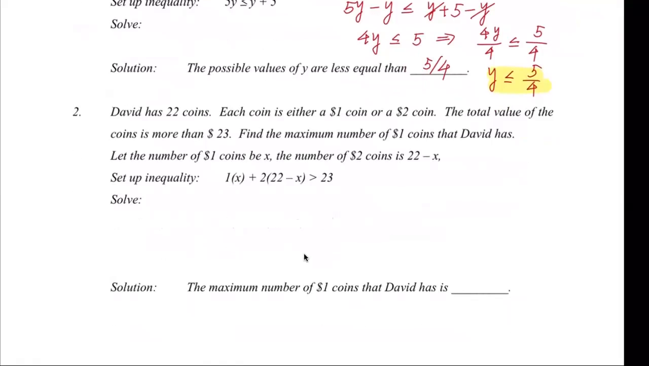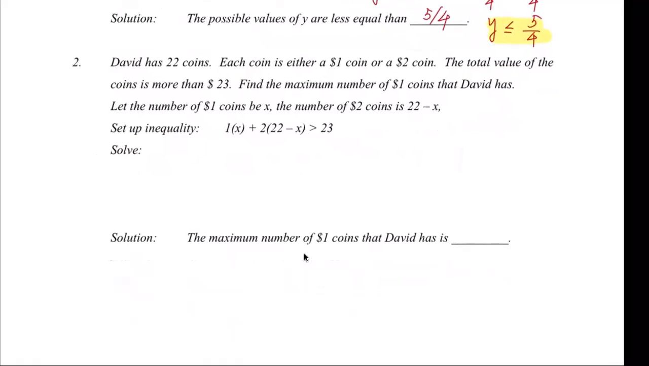Question 2. David has 22 coins. Each coin is either a $1 coin or a $2 coin. The total value of the coins is more than $23. Find the maximum number of $1 coins that David has. Okay. So now David has 22 coins. Some of the coins are $1. Some of the coins are $2. We don't know how many $1 or how many $2 he has, right? But we know that the total value of the coins is more than $23.